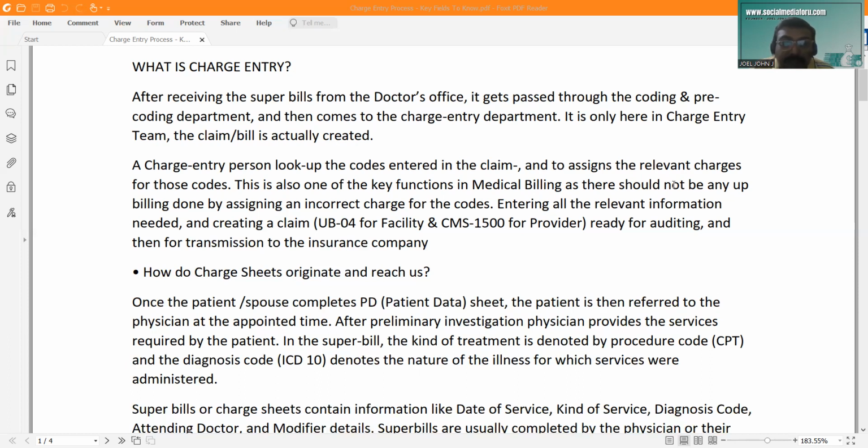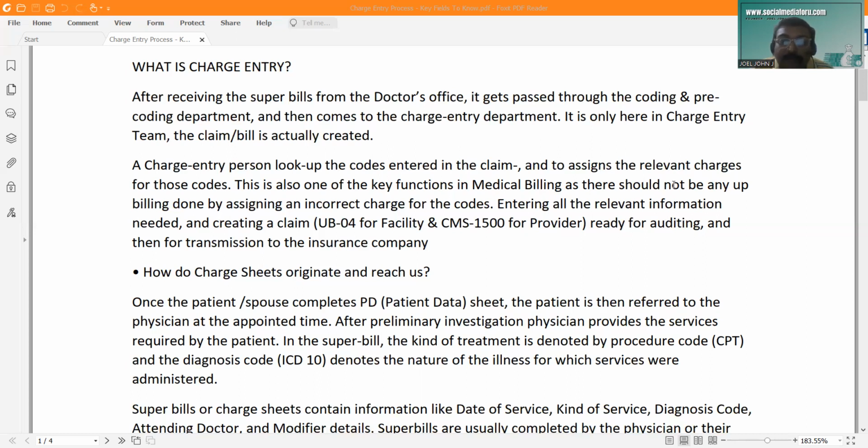A charge entry person looks up the codes entered in the claim and assigns the relevant charges for those codes. This is also one of the key functions in medical billing, as there should not be any upbilling done by assigning an incorrect charge for the code. The correct, exact value should be mentioned there, so it's a very key function. Then they enter all the relevant information needed and create a claim form.